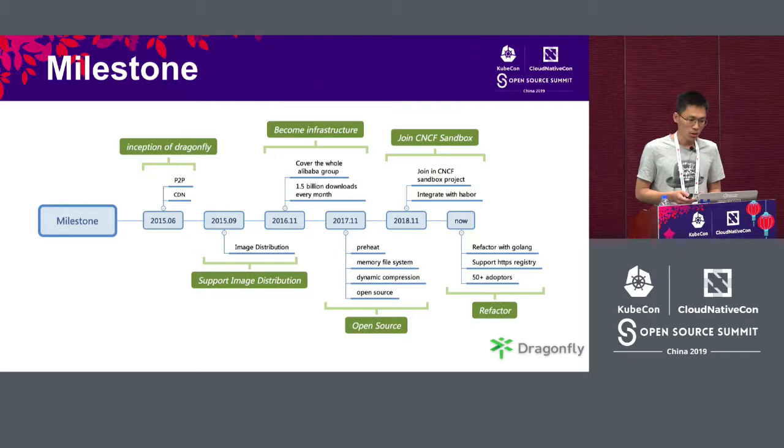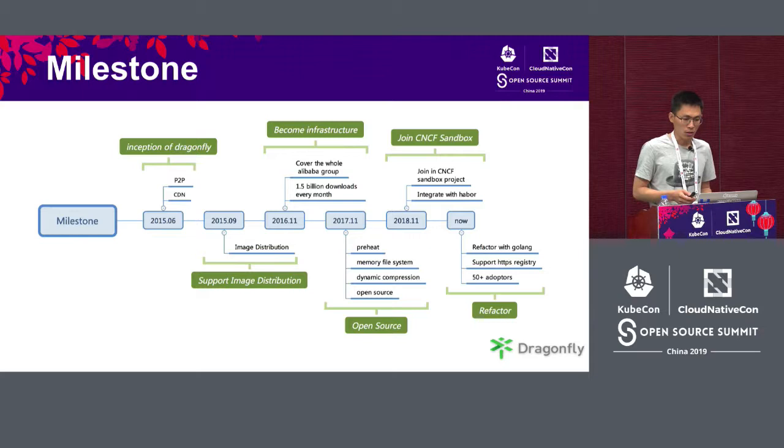These are important milestones of Dragonfly. Dragonfly was born in June 2015. The first version was released within the group in June 2015, mainly supporting P2P file distribution and CDN. In September 2015, that is 3 months later, we were able to support image distribution. We developed a local proxy, so we download images and put them on a local client.